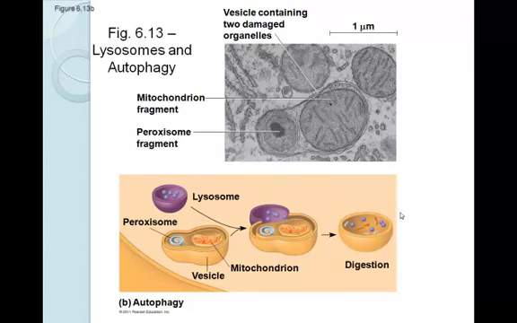Another type of digestive function is autophagy, or literally self-eating. In autophagy, the worn-out cell parts are engulfed within a membrane vesicle and then fused with the lysosome. As we saw in phagocytosis, the lysosomal enzymes become active and the molecules contained in the vesicle are digested. It's sort of like cellular cleanup. We get rid of old, worn-out structures and then make new ones.